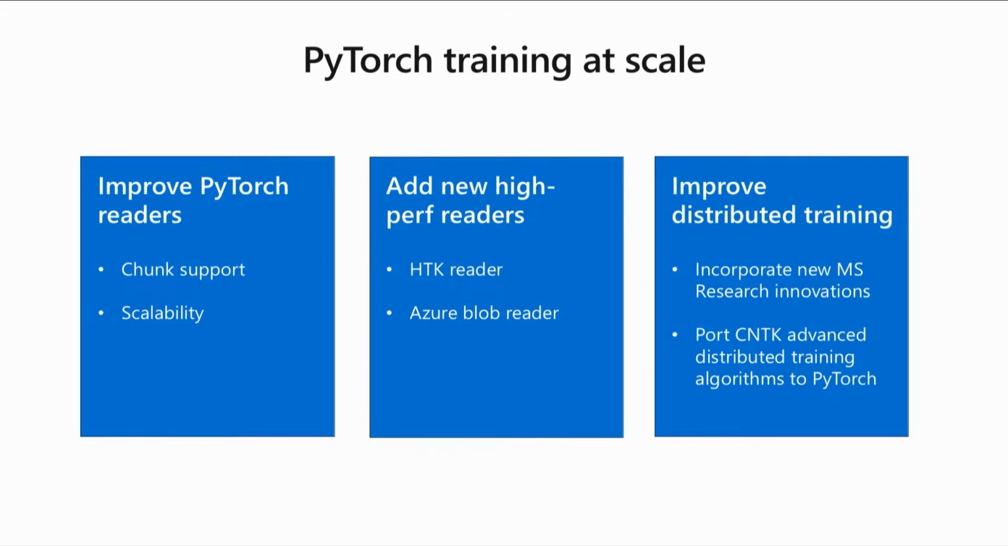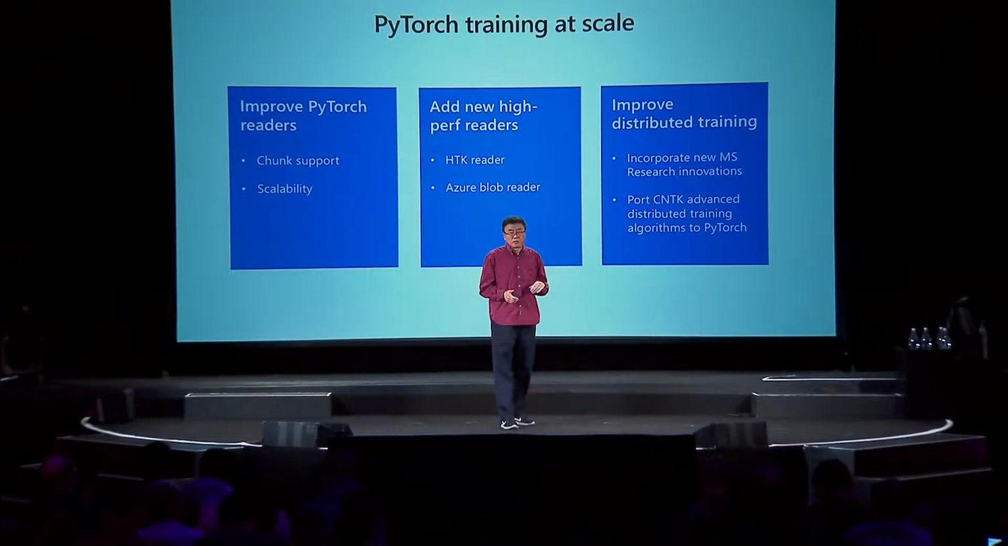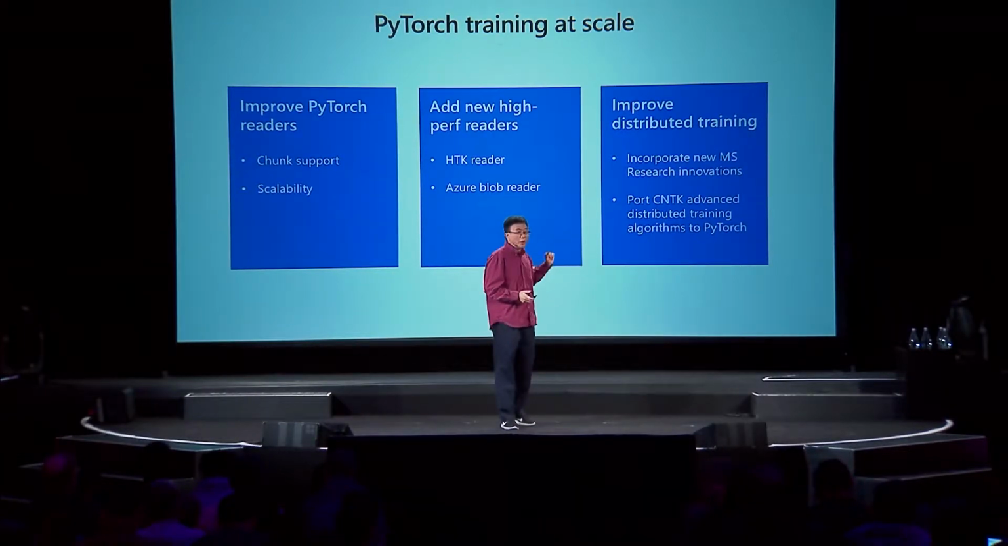And that's a little bit longer term, so we also want to improve distributed training. One part is the team has been working very closely with Microsoft Research to get Microsoft Research's innovations into PyTorch. And also we want to port some of the good CNTK training algorithms, things like 1-bit SGD and also block momentum, into PyTorch.